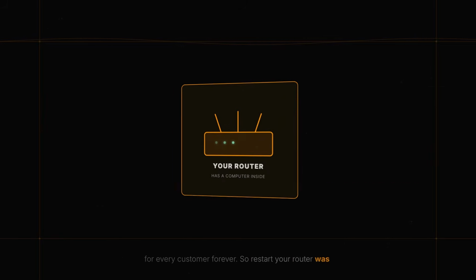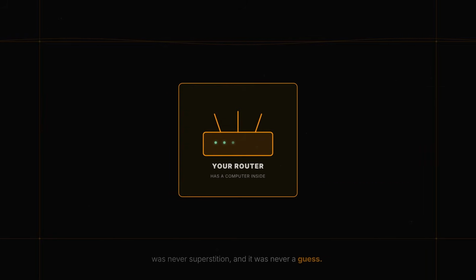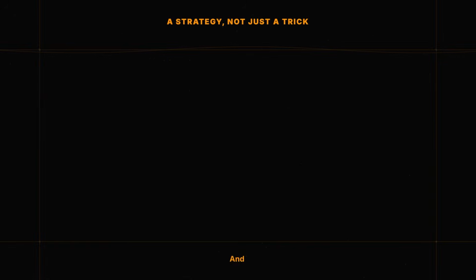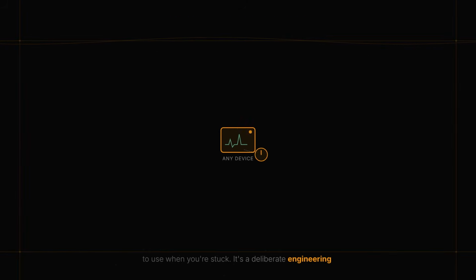So restart your router was never superstition, and it was never a guess. It's forcing that tiny program through the one path its own manufacturer actually tested the hardest. And this isn't just something you personally get to use when you're stuck. It's a deliberate engineering strategy, used on purpose at a much bigger scale than one laptop. Plenty of hardware includes something called a watchdog timer, a tiny circuit whose only job is noticing when the main program stops responding and forcing a restart with no person involved.